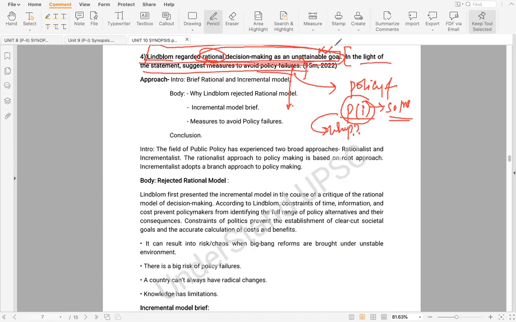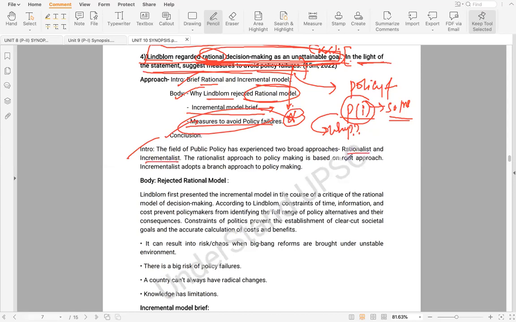So even if you did not know this, which a lot of people back at that time did not, you can directly hit on this. Give a brief introduction about the rational incremental model, then talk about why Lindblom rejected the rational model, because here he said that rational decision making is an unattainable goal. Give out the incremental model in brief, and then measures to avoid policy failures is the main demand, and then conclude. Introduction: the field of public policy has experienced two broad approaches, rationalist and incrementalist.